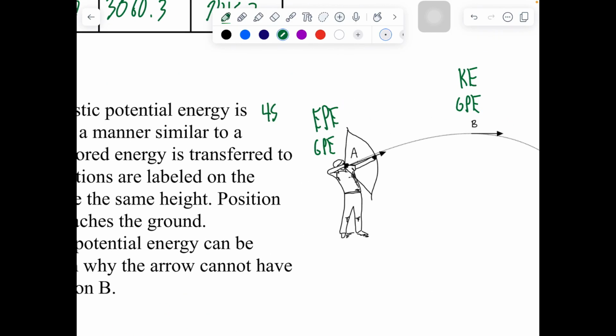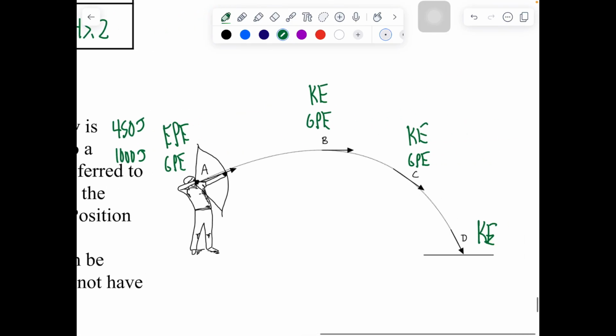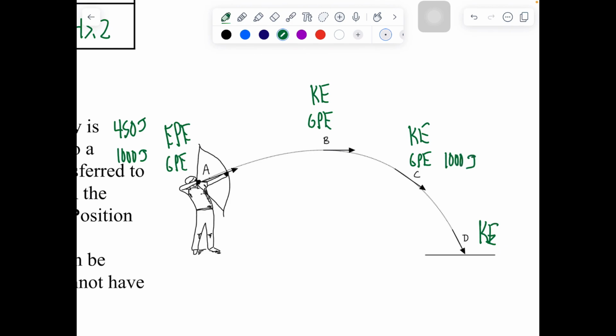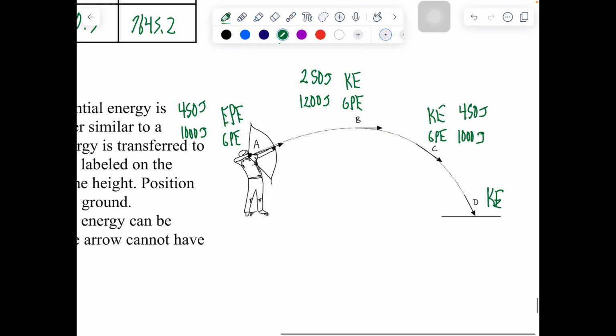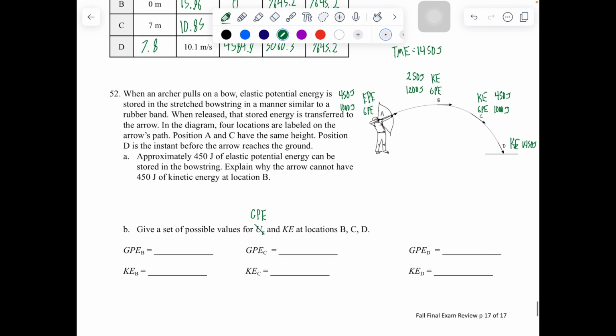So if we have 450 joules elastic potential energy, let's say we have 1,000 GPE. That also means we have 1,000 GPE here, right? Our total is the same. So we're saying our total right here, again, I just made these numbers up, would be 1,450. So the KE right here would be 450. Say we've gained 200 GPE up here. That means our KE would only be 250. And our KE right down here should be 1,450. And that's it.